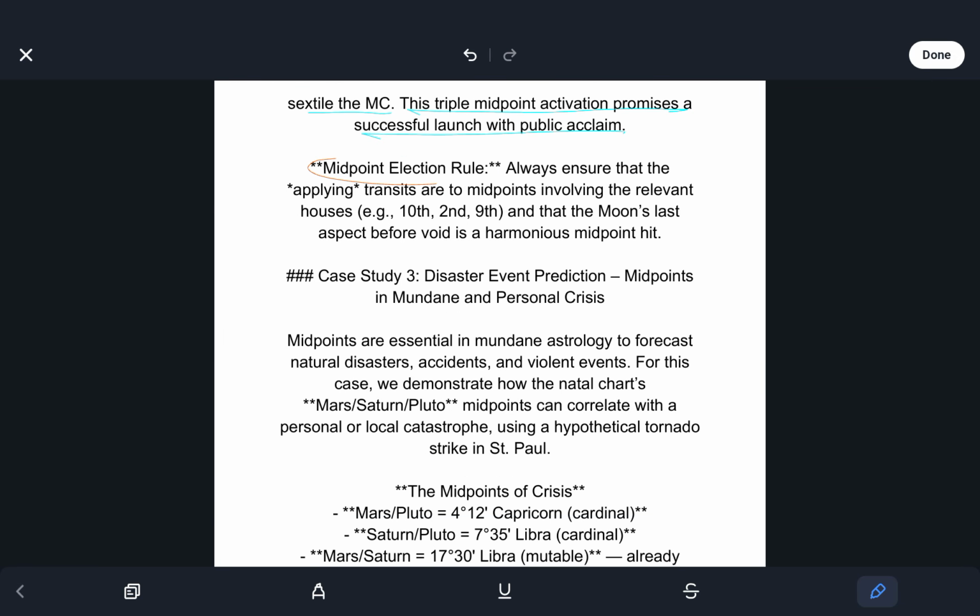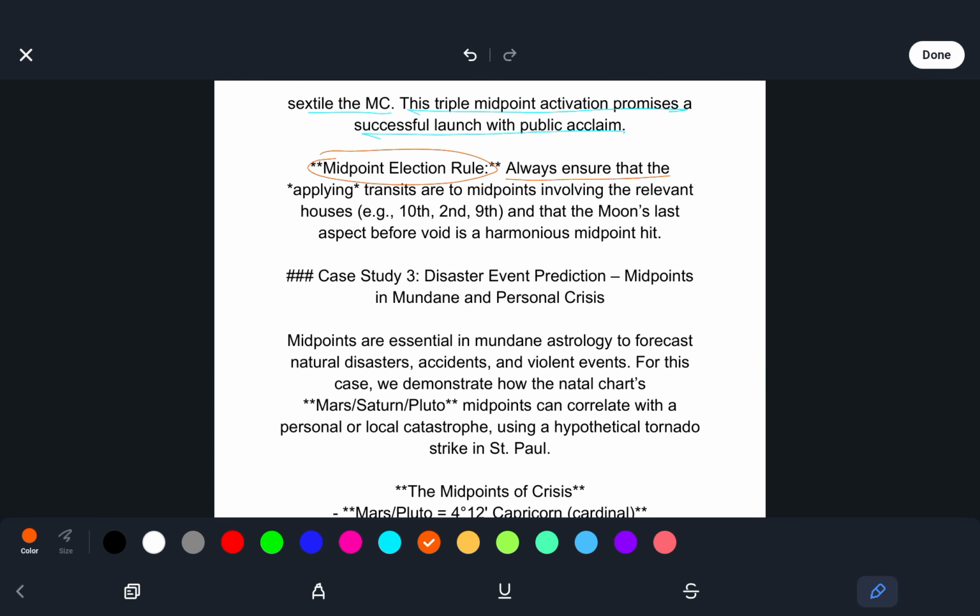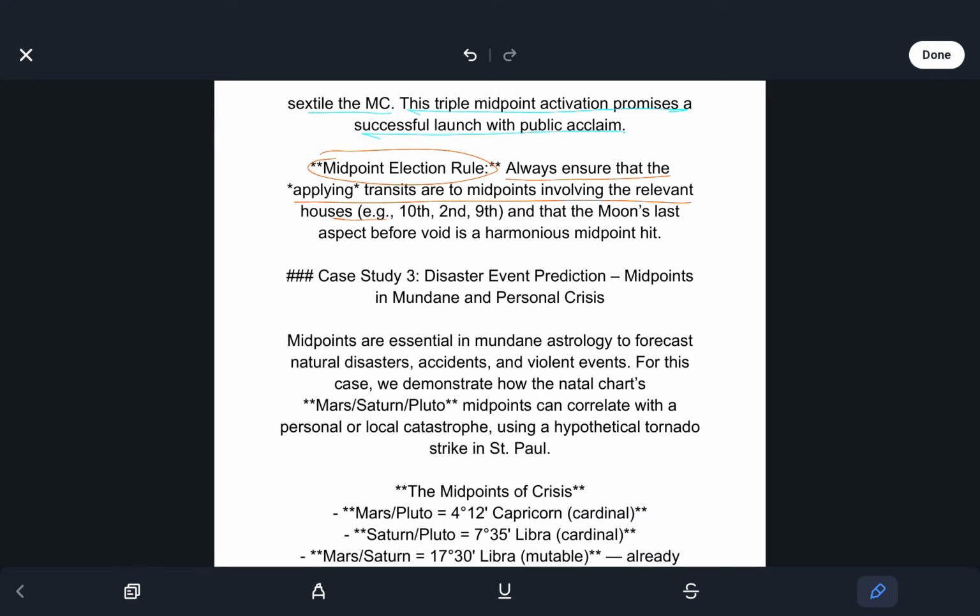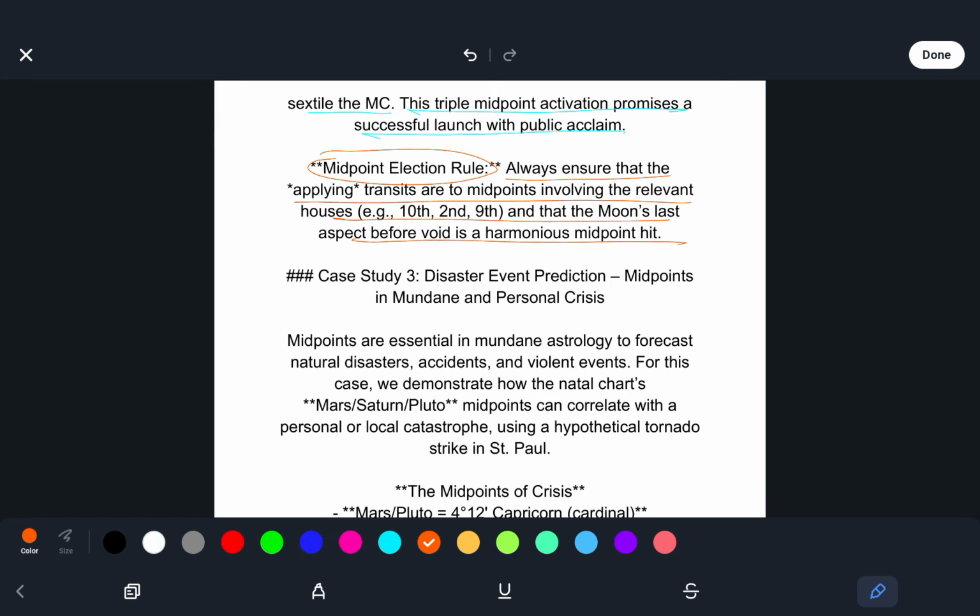Right, and our midpoint election rule is always ensure that the applying transits are to midpoints involving the relevant houses, for example 10th, 2nd, 9th, and that the Moon's last aspect before void is a harmonious midpoint hit.